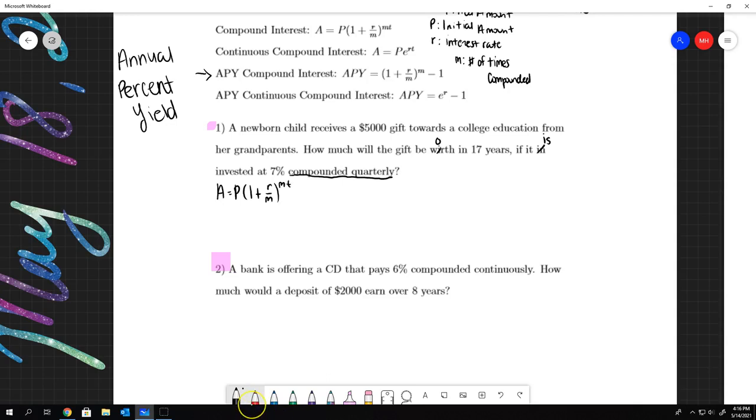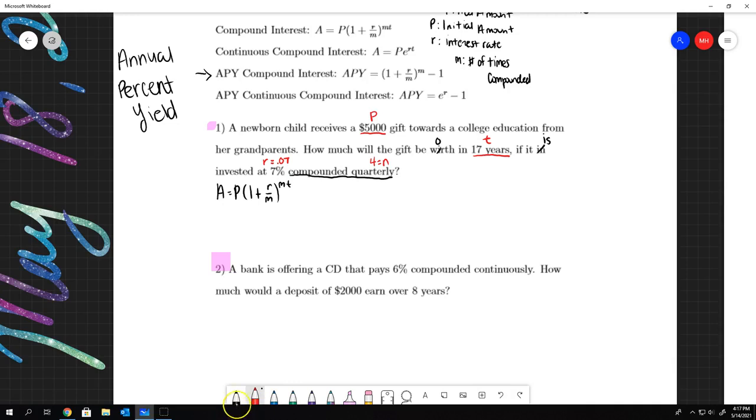So we're going to go through our word problem and label what we're using. So 5,000, this is the initial amount. That's how much the newborn child's given for college. So this would be our P. It says we want to know how much it's worth in 17 years, so this would be our T. It tells us that the rate it's invested at is 7%, so in decimal, that would be 0.07. And then compounded quarterly, think of quarters in a dollar, so I have 4 quarters in a dollar, so N is 4.